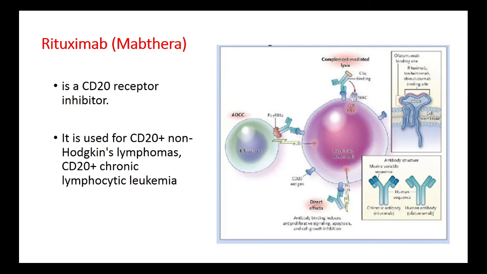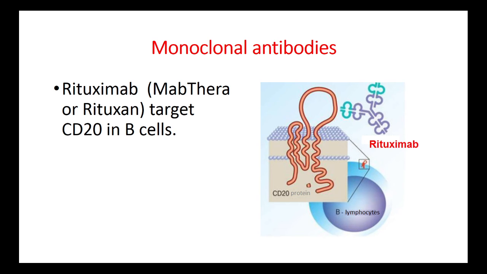Next example is rituximab. It is a CD20 receptor inhibitor. And here you can look at how it works and which effect it will give for treatment. Also an example of a monoclonal antibody and how it will work. Also there will be inhibition of these CD20 receptors, and they will not be able to work.